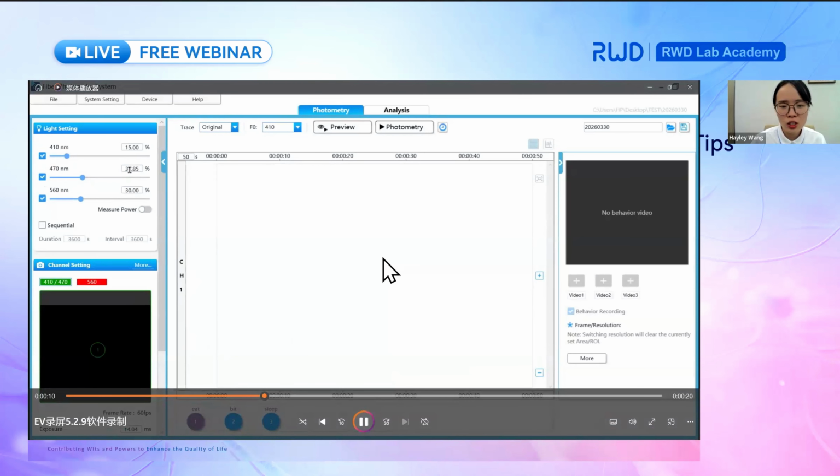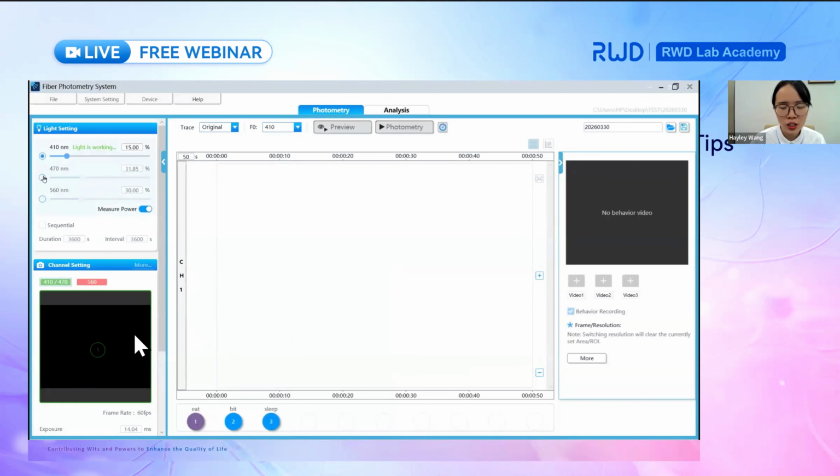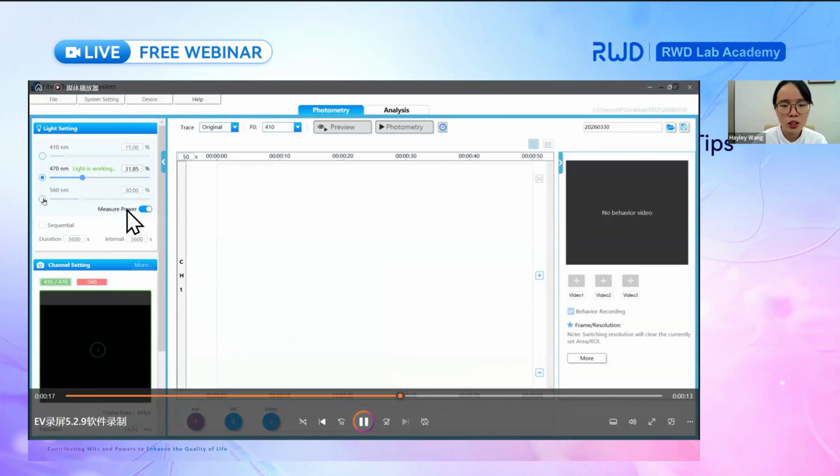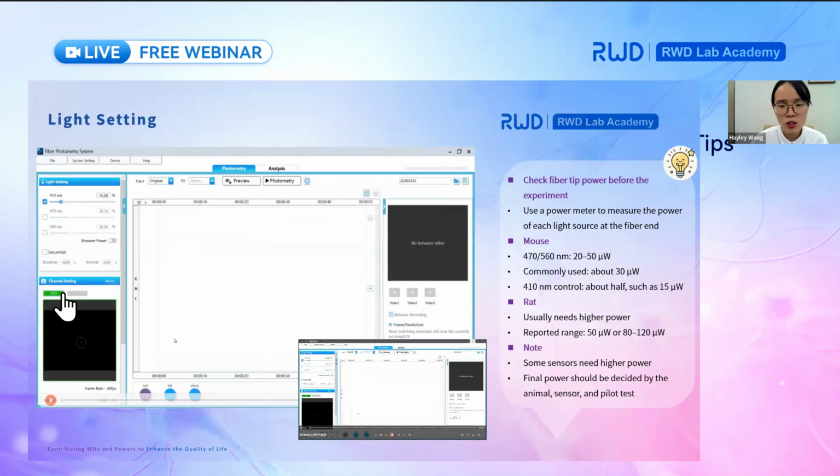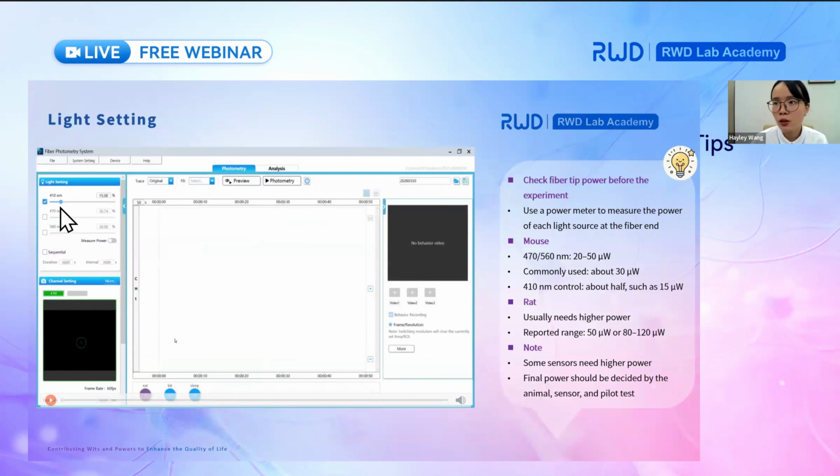Yeah, so this one is the signal light setting. The first step is the light source setting. So now we will set the 410 nanometer and the 470 nanometer. This step is to match the excitation wavelengths to the indicator or the sensor we use. For example, if GCaMP was injected, we select the 410 and 470.